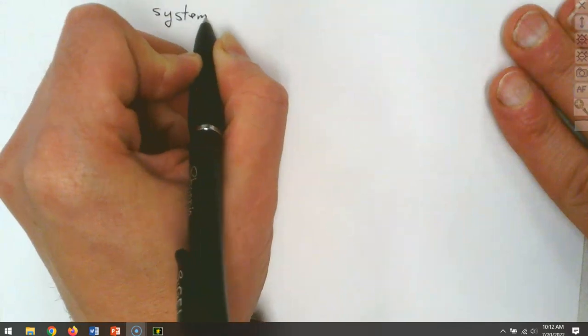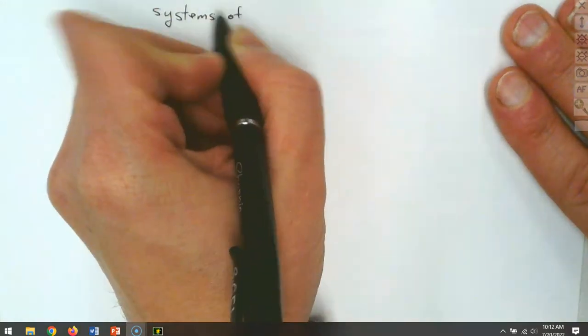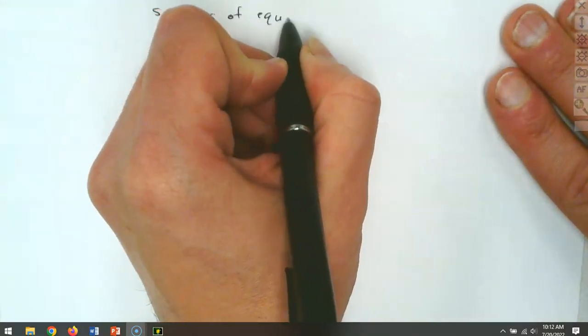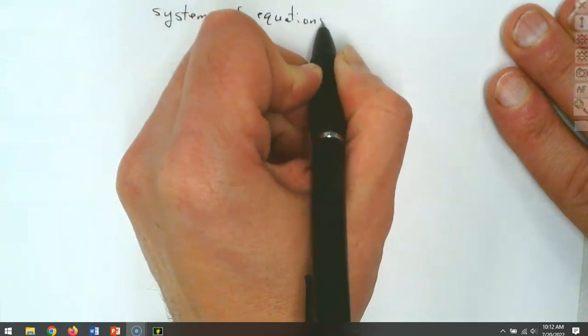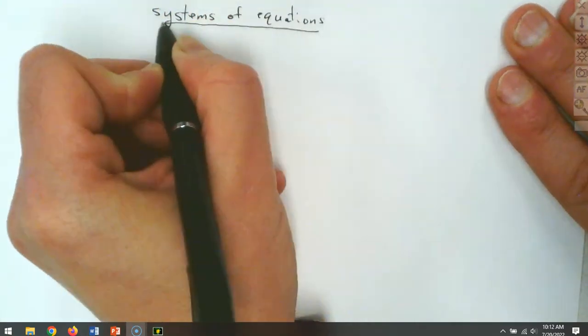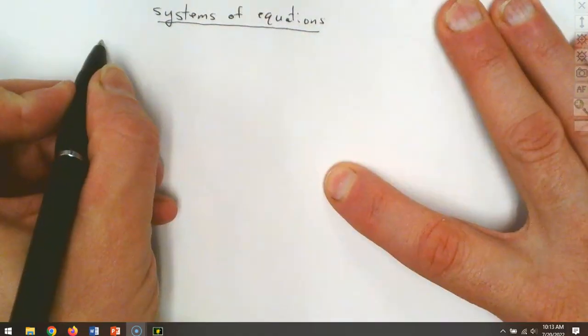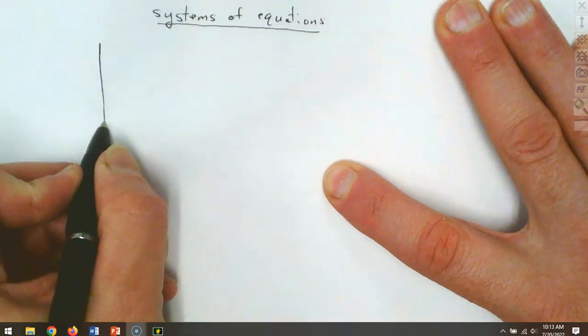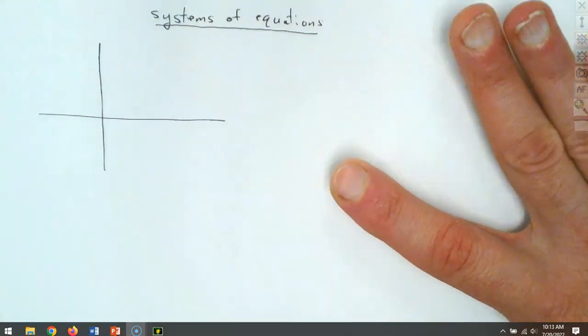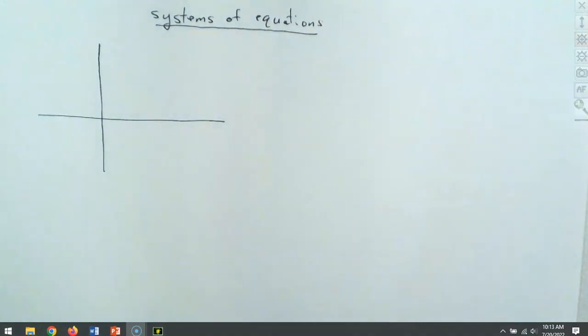So we're going to go ahead now and talk about systems of equations. Now, systems of equations can have more than two variables, but we're going to look at two variables. When we talk about systems of equations with two variables, these are lines. So three different things can happen here.